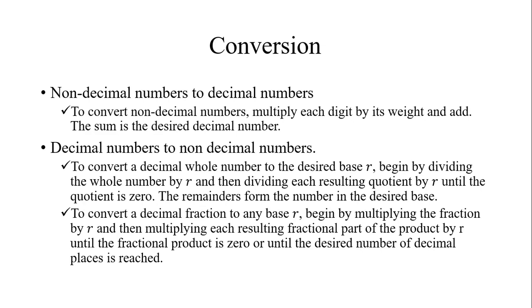To convert a decimal fraction to any base r, begin by multiplying the fraction by r and then multiplying each resulting fraction part of the product by r until the fraction product is 0 or until the desired number of decimal places is reached. So to convert a decimal fraction, we use repeated multiplication. To convert decimal whole numbers, we use repeated division, and to convert decimal fractions, we use repeated multiplication.